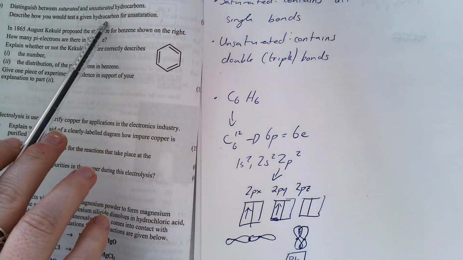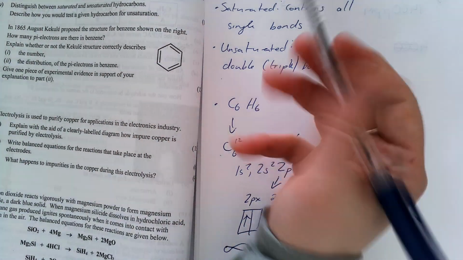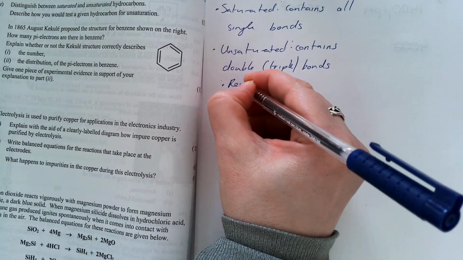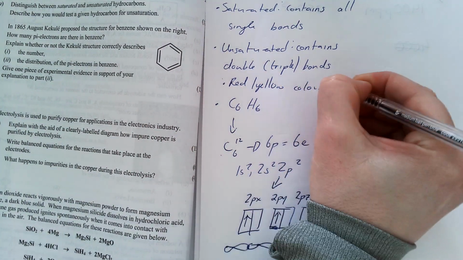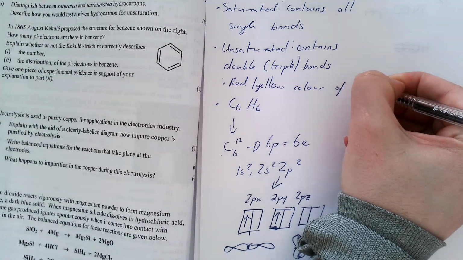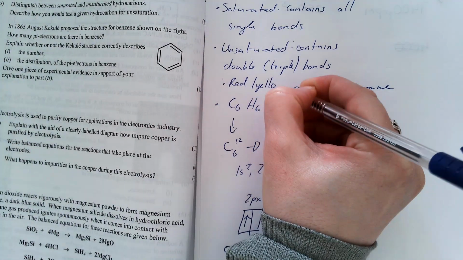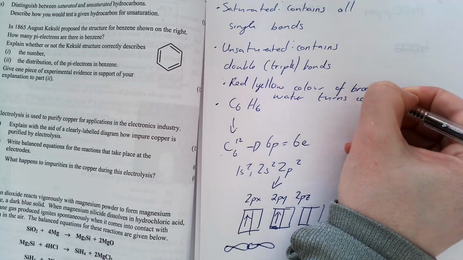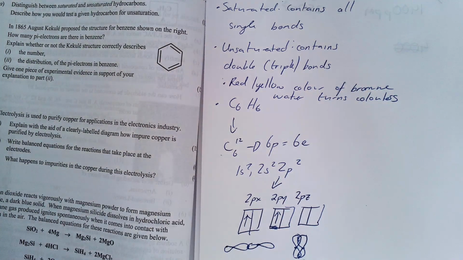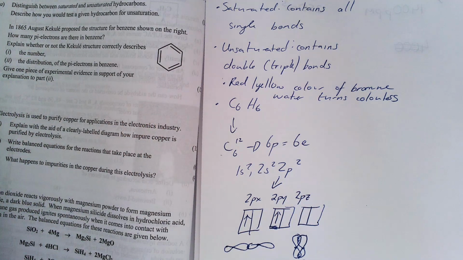Sorry, I just forgot this up here as well. Describe how you would test a given hydrocarbon for unsaturation. So the red, yellow colour of bromine water turns colourless. Okay, so red, yellow colour of bromine water turns colourless. I just forgot that little part of the question.